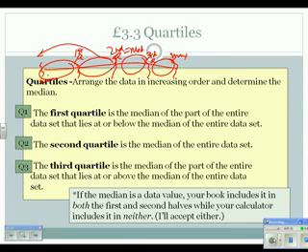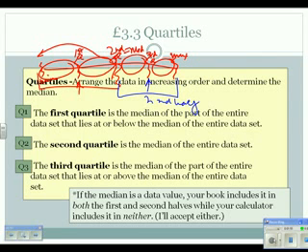So the first quartile is considered to be the median of the first half of your data set. If you looked at the first half of the data set only, then the median of the first half of the data set is going to be your first quartile. And then if you looked at the second half of the data set, your third quartile would be the median of the second half of the data set. And then your second quartile is equal to the median of the data set.